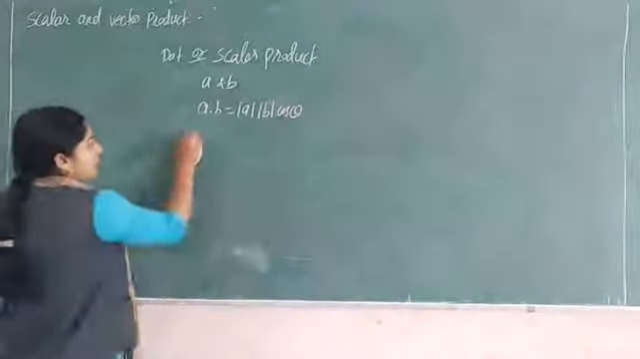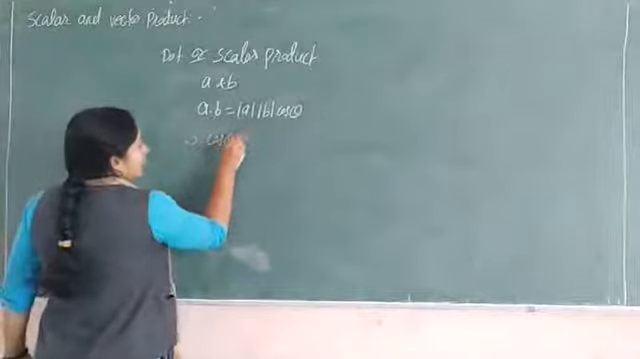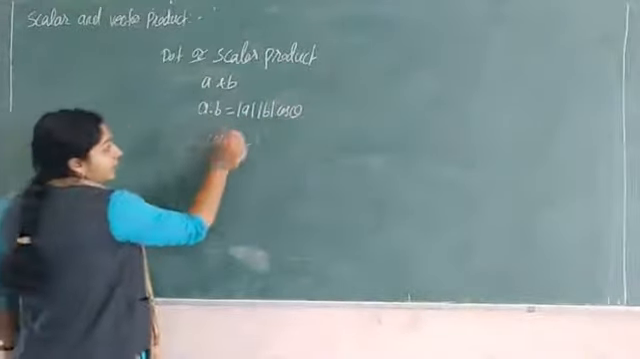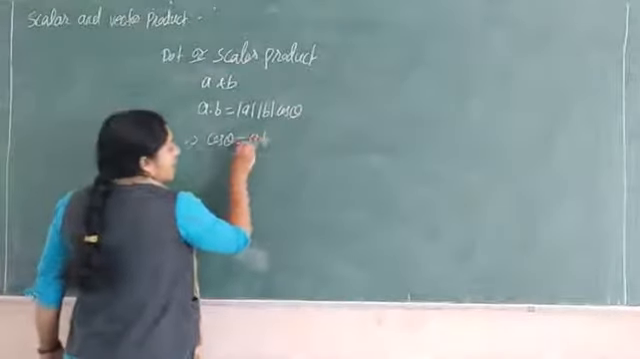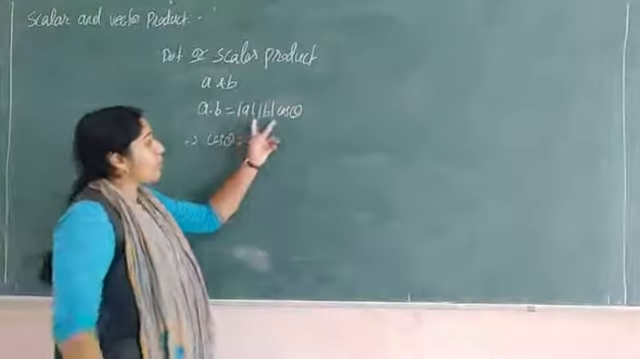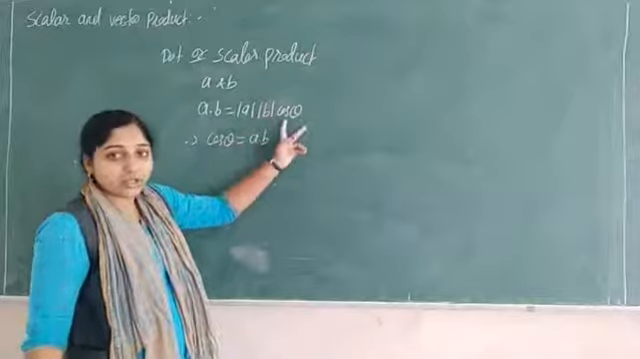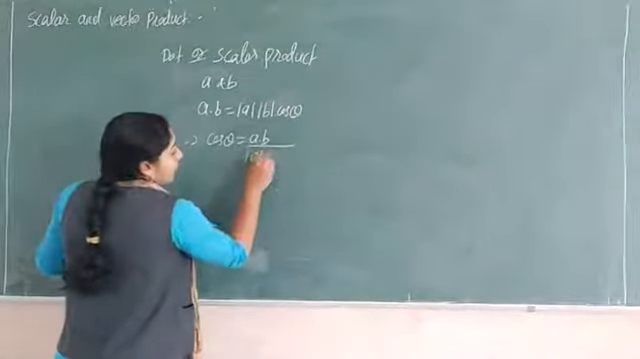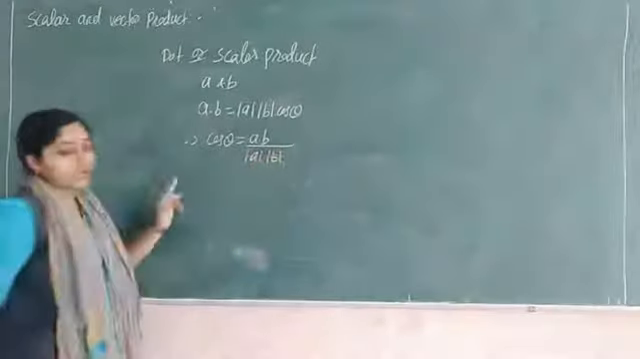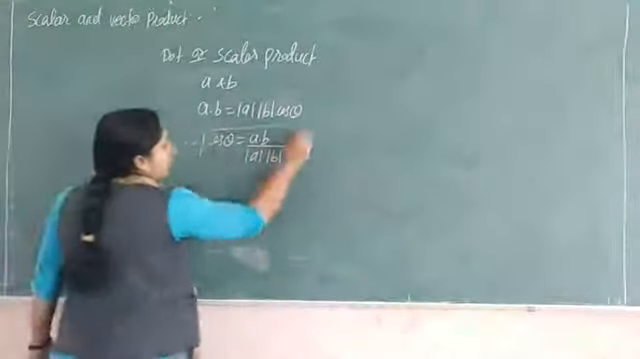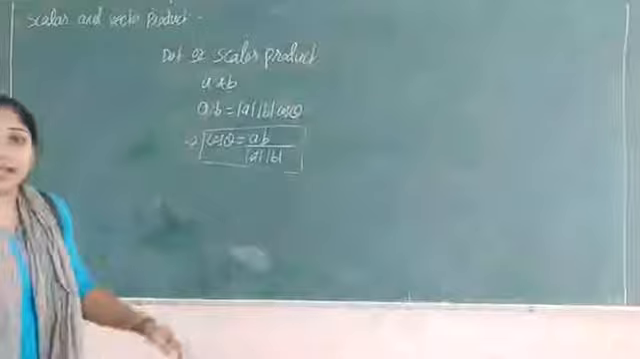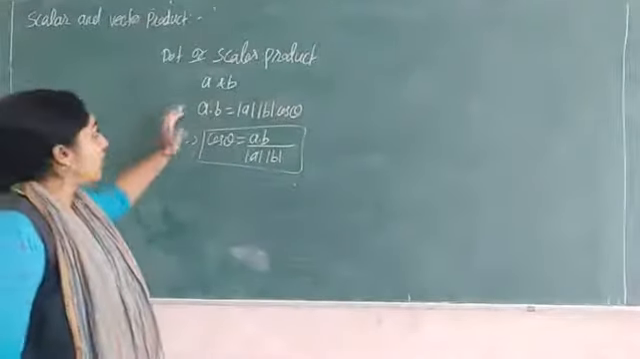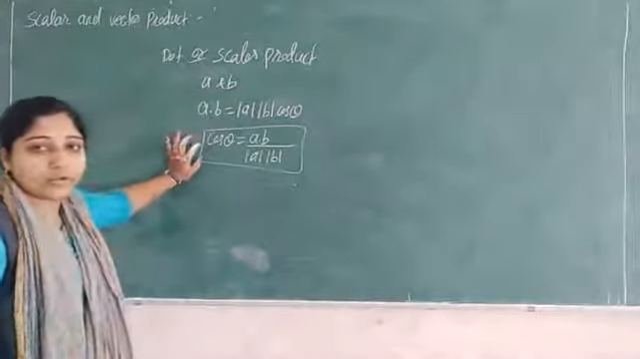Now from this we will get the value of cos theta. If you want the value of cos theta, transfer this term to this side. Already here we have a dot b, and here modulus of a and modulus of b are multiplied. If you bring these two terms to this side, it is divided by them. So the value of cos theta is given by a dot b divided by modulus of a into modulus of b. This is the value of the dot product or scalar product.